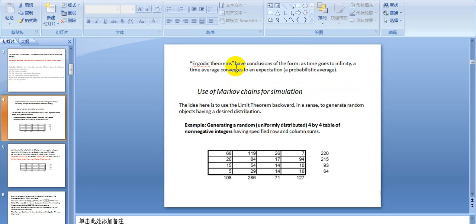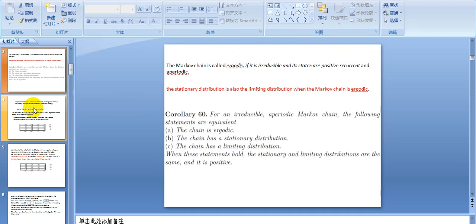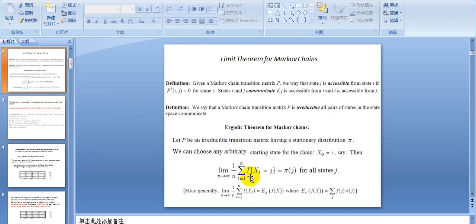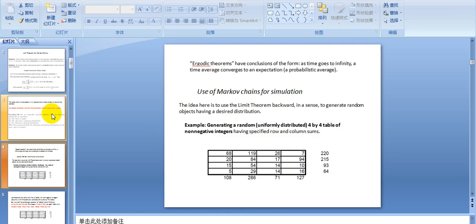Now, these ergodic theorems have conclusions of the form: as time goes to infinity, a time average converges to an expectation. This is exactly the same thing as what we said here, the ergodic theorem. As n goes to infinity, the time average converges to an expectation. Or it's more clear here: if you use function f, the time average will equal the expectation. And that's exactly what we need in our MCMC.